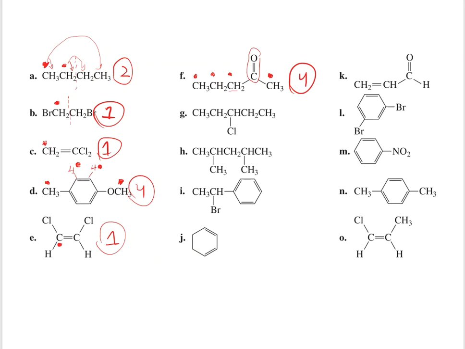G. How many different signals do we have? So it looks like I've got a chlorine here in the middle. That's where my eyes go to. And that chlorine has a carbon that has 1 hydrogen on it. So ding, ding, I'm going to get a signal straight up from that one. Okay. No other carbon in the lineup has just 1 hydrogen. So I know that's going to be a different signal.